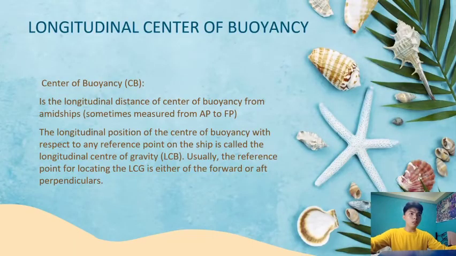The longitudinal center of buoyancy is the longitudinal distance of the center of buoyancy from amidship, sometimes measured from AP to FP. A longitudinal position of a center of buoyancy with respect to any reference point on the ship is called the longitudinal center of gravity. Usually the reference point for locating the LCG is either the forward or the aft perpendicular.